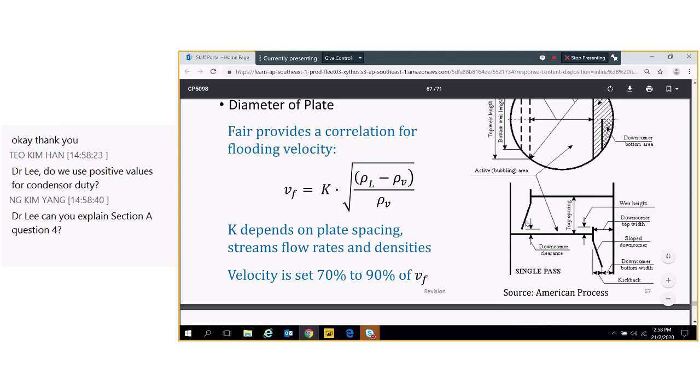Most of the time, the liquid will be somewhere here. Liquid will be here, normal operating condition. Abnormal operating condition, the liquid will touch this tray here, and that is called flooding. But normal operating condition is just above here, and then it overflows the weir.